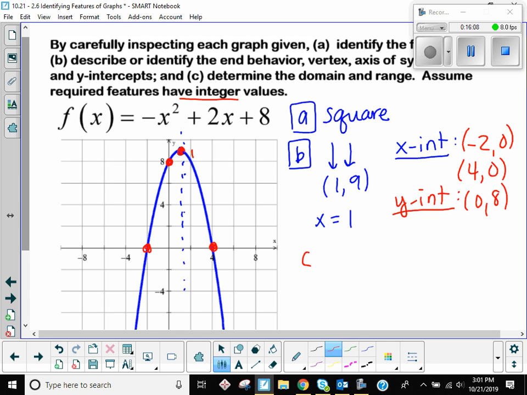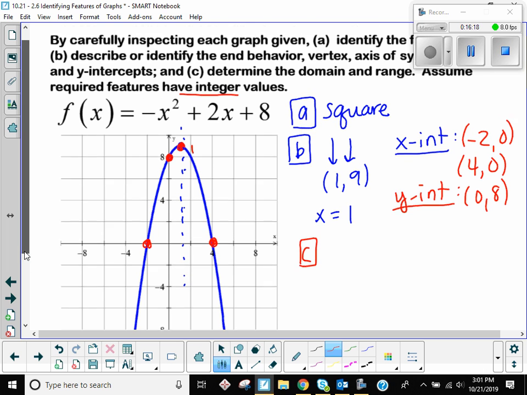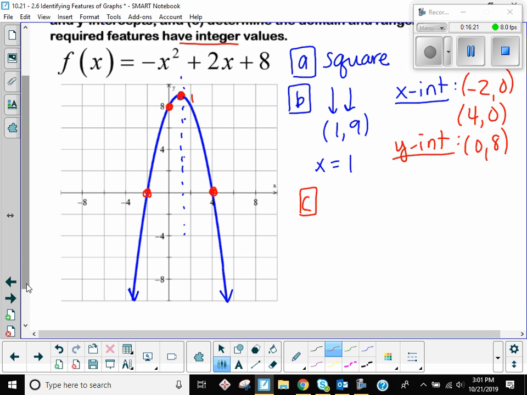Okay. C is asking for domain and range. Take a minute and write down what you think the domain and range is if you haven't already done so. Kat, prepare your answer for domain and range. I'm going to ask you in just a second. Kat, what do you think for the domain? Negative infinity to infinity. Perfect. So that's the domain.